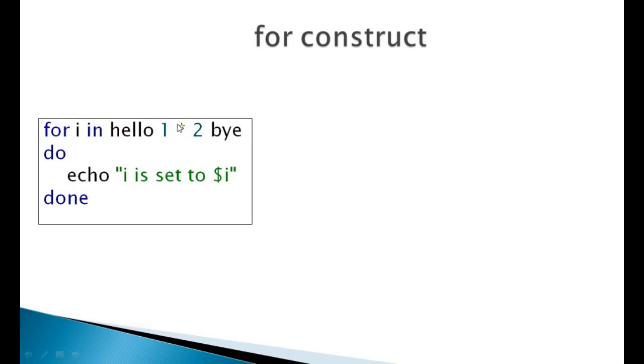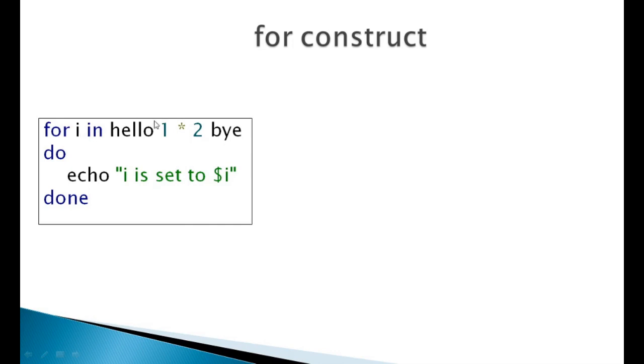We'll see that elaborately, this about the asterisk mark. For i in hello 1 * 2 by; echo "i is set to $i". i will take the value hello first and it will print. So i is set to hello. Then i will take the value 1, it will print.